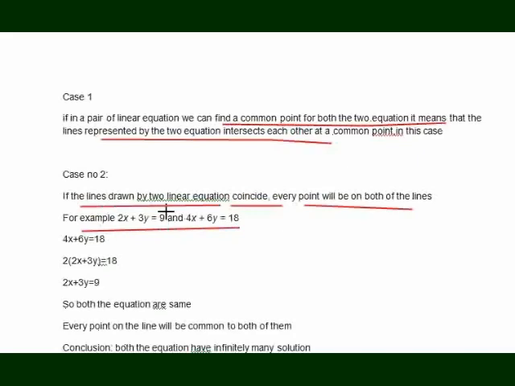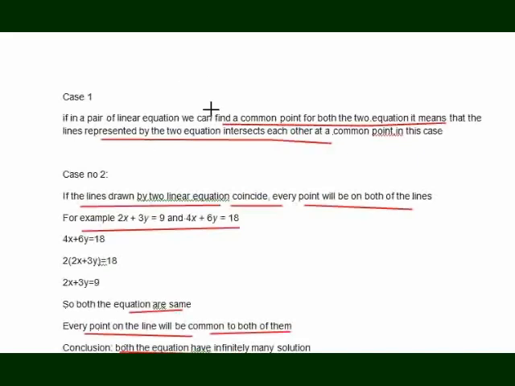For example, I have given this linear equation. This is the first linear equation, and this is the second linear equation. In the second one I have taken the common 2 out, and then it will be 2x plus 3y is equal to 9. So in the first case it is 2x plus 3y is equal to 9, and in the second case it is also 2x plus 3y is equal to 9. So we can say that these two linear equations will coincide. Every point will be on both of the lines. Both the equations are the same, and every point on the line will be common to both of them. So the conclusion is that both equations will have infinitely many solutions.